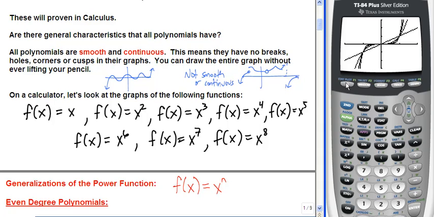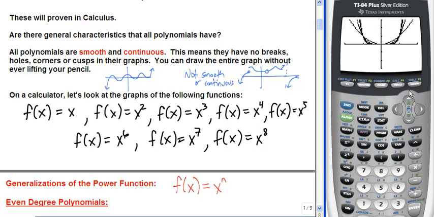So let's go ahead and go back to y equals, and let's change these to x squared, x to the fourth, x to the sixth, and x to the eighth. And we'll leave the window the way it is for now and hit graph. So here's x squared, here's x to the fourth, x to the sixth, and x to the eighth.